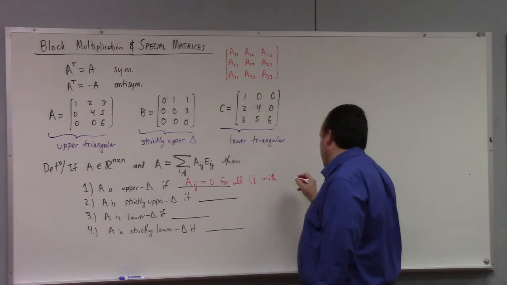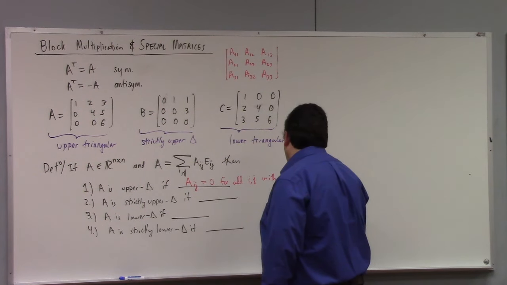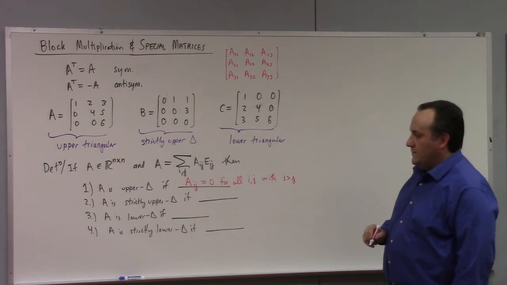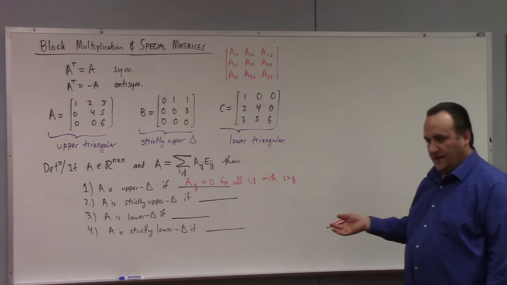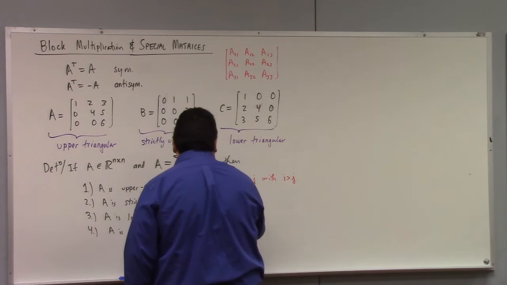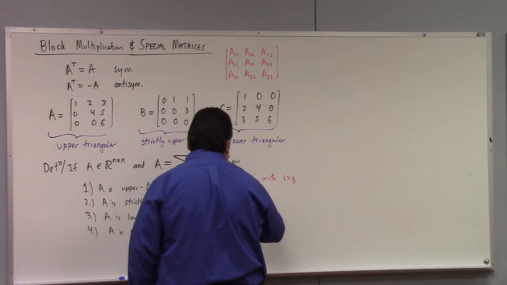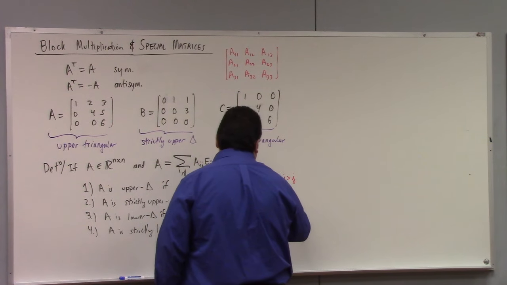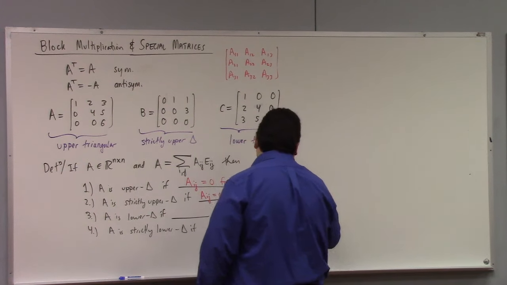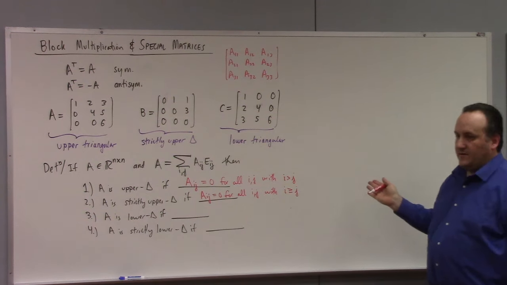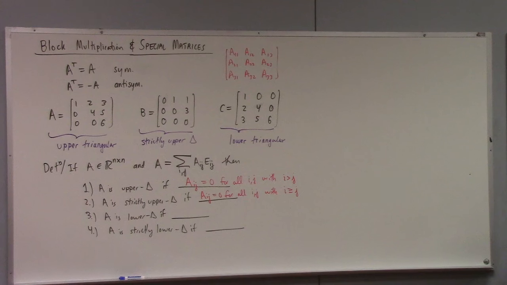I greater than j. That's right. Strictly upper triangular, same thing, but what? Yep, I greater than or equal to j. See, that forces the diagonal to be 0. And once you see this, the other two blanks are really easy to fill in, right? You just do what? Yeah, instead of doing greater than, you do less than.